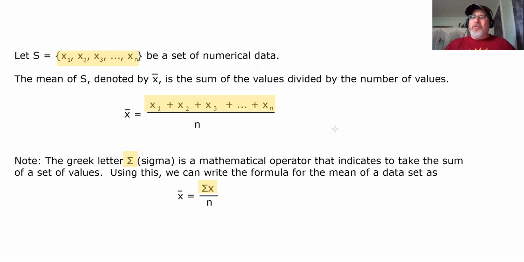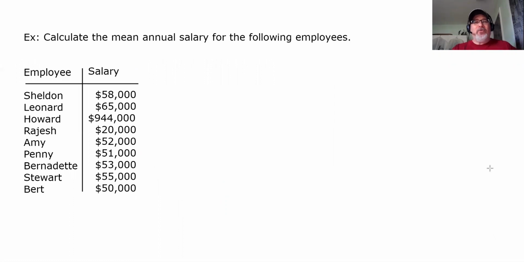But regardless of which version of the formula we write, you all know how to take an average. You're in college, you've averaged numbers before. So let's take a look at a couple of examples. It's really the same example twice, once and then once again with a twist to make a point about calculating means and interpreting them. For example, calculate the mean annual salary for the following employees.